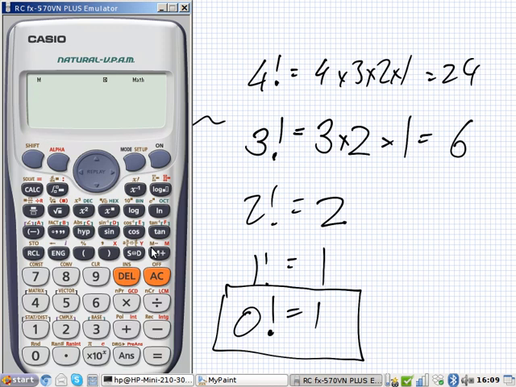You have a calculator? Oh. I have a ruler. Oh. You have a calculator? Did you find this button? On mine it's up here, can you see? So if I type in 4 shift factorial, I should get 24. Okay, good.